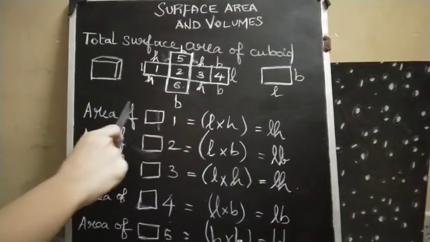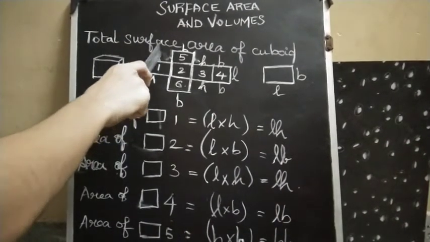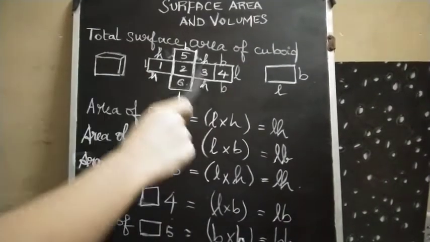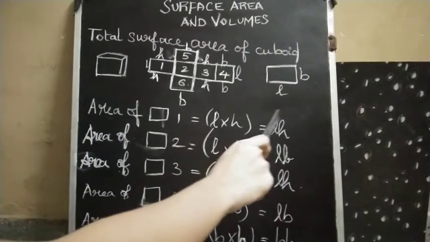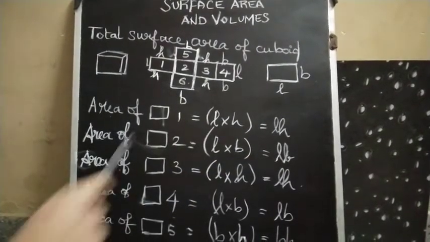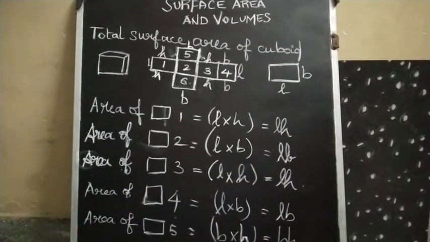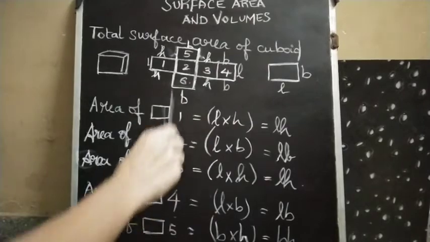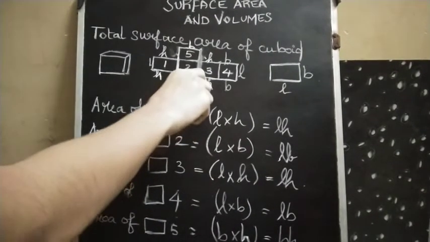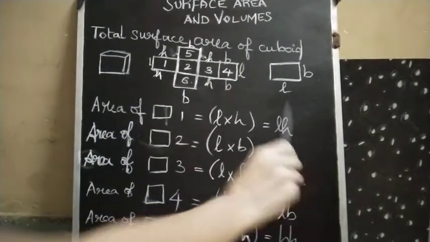Let's see area of rectangle 1. This is rectangle 1. This is length and height. Area of a rectangle is length into breadth, but here there is height. So length into height, that is LH. Next, area of rectangle 2. This rectangle represents this rectangle, okay? This is rectangle 2. Sorry, this is breadth and this is length. So length into breadth, LB.